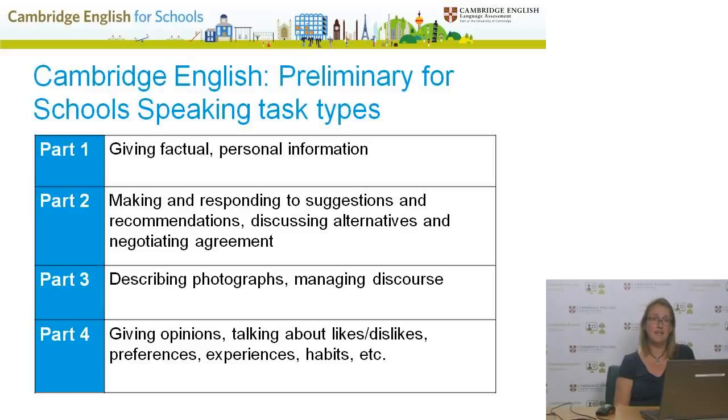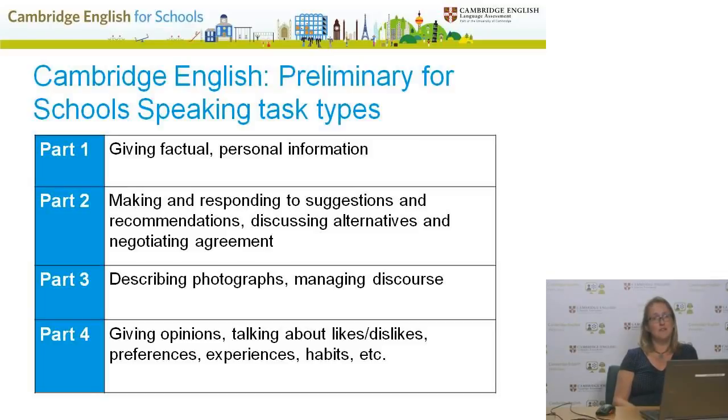In part 3, each candidate has a different photograph on the same topic to describe. For example, they might have 2 photographs showing different types of leisure activities. And in part 4, candidates are asked questions relating to the theme of the photographs they had in part 3. For example, they may be asked about the leisure activities that they like doing.